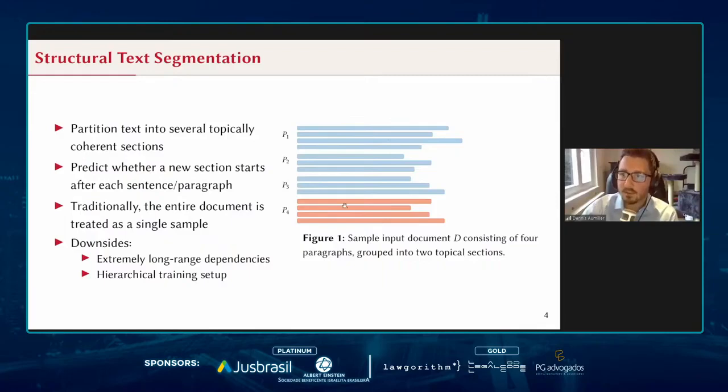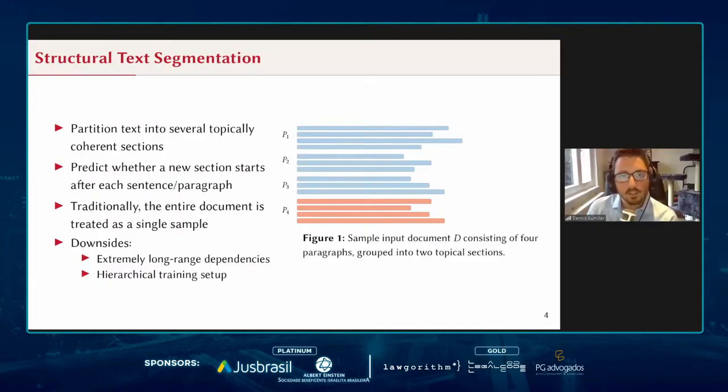And indicated here with the colors, we have first 3 paragraphs that are topically coherent, and then a 4th paragraph that is covering an entirely different topic. And now basically the task of structural text segmentation is to generate this labeling in terms of colors that we do not have a priori. Again, what I already mentioned is that traditionally you would feed the entire document as one single sample and generate one single prediction for this entire document.